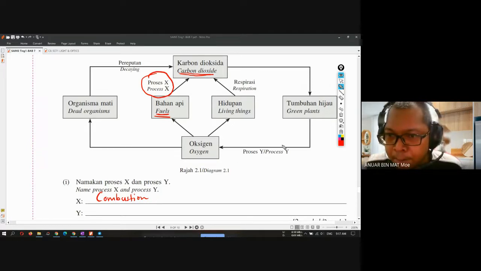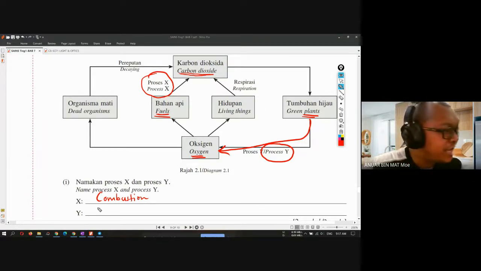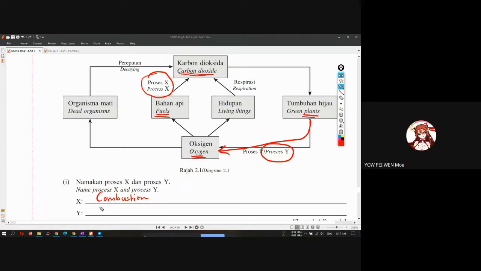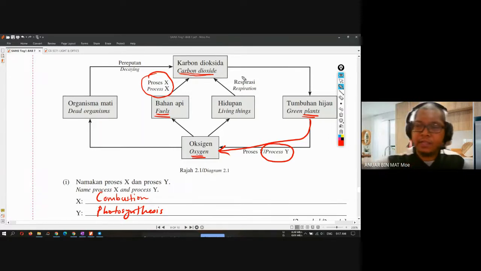How about Y? This is process Y. From green plant, it will become oxygen. It is only one process that produces oxygen. What is the process? Photosynthesis. Very good. Very easy this one, eh? All right, go to the next question.